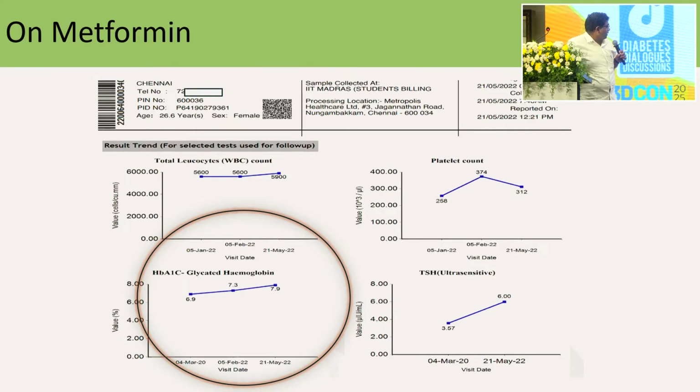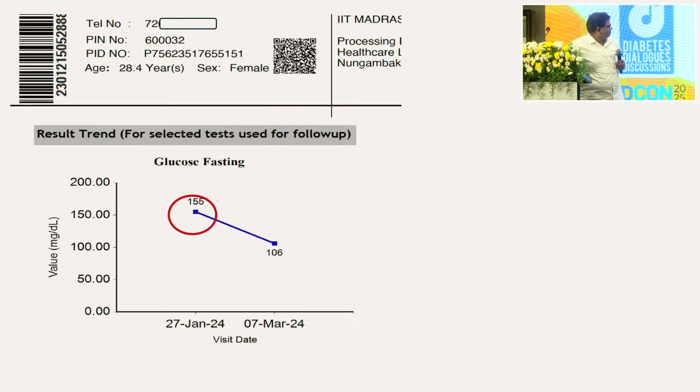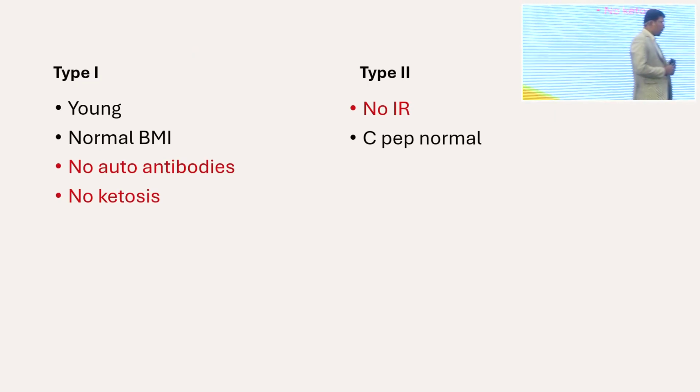When she was started on metformin, her HbA1c moved from 7.3 to 7.9. Because the hepatic insulin resistance was there, metformin was not responding. So we started a low dose of sulfonylurea, and her HbA1c came from 7.9 to 6.6. After that, there were some issues because the HbA1c was escalating again. But please remember the point we convey here is that she was responding partially to a low dose of sulfonylurea. So, with this case, let us ask Dr. GVK sir.